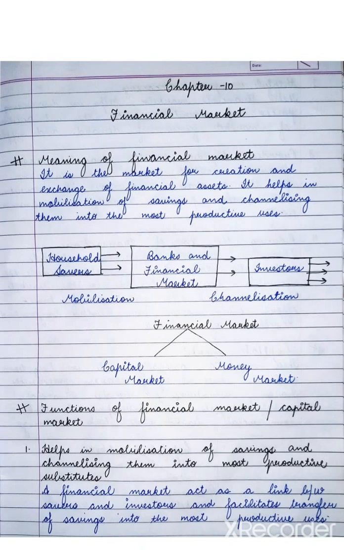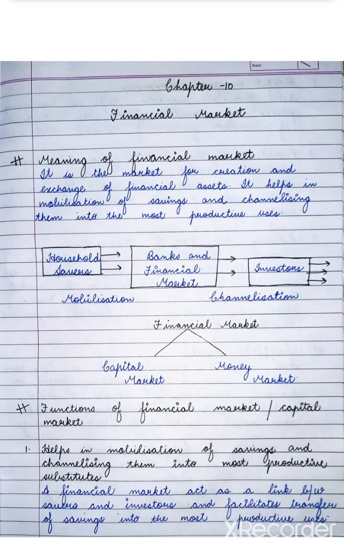It helps in mobilization of savings and channelizing them into the most productive uses. Now, as you can see, households are the savers. They just keep savings with them and they deposit in banks and financial market. From there, the investors take the money and invest it into productive uses. This is how it is known as mobilization of savings and channelizing them into the most productive uses. Now, financial market is of two kinds, that is capital market and money market.